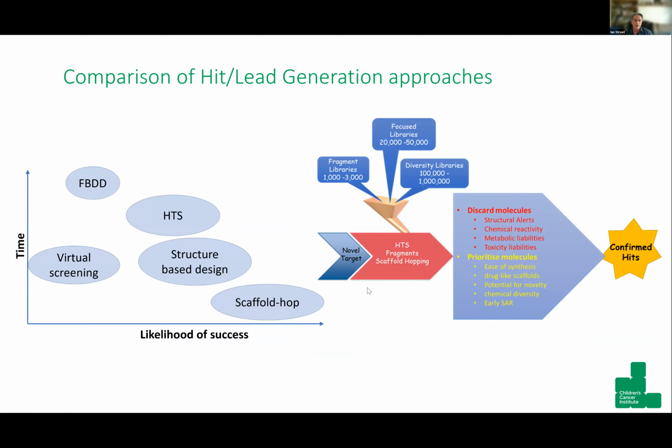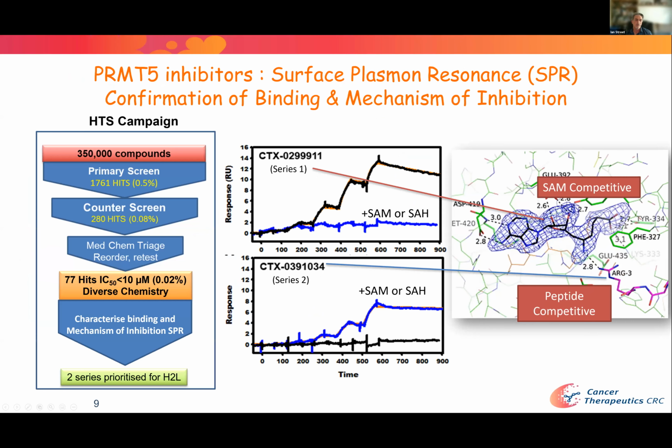So the first step, having set our design parameters, was really to find the starting place for the chemistry. There are a number of different approaches that you can use: high throughput screening, fragment screening, structure-based design. But because this is a completely novel target, when we started the project, essentially we went for the big guns, high throughput screening. So essentially we produced bucket loads of recombinant PRMT5, set up a high capacity assay, and launched the screening campaign, screening about 350,000 compounds.